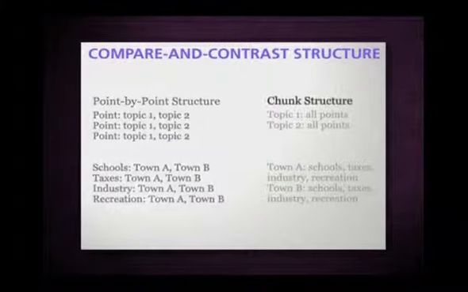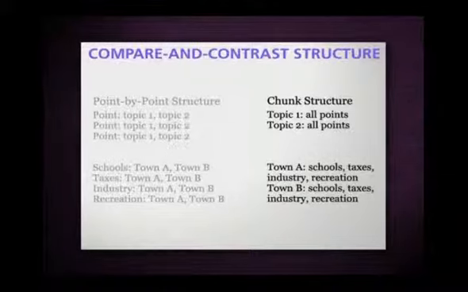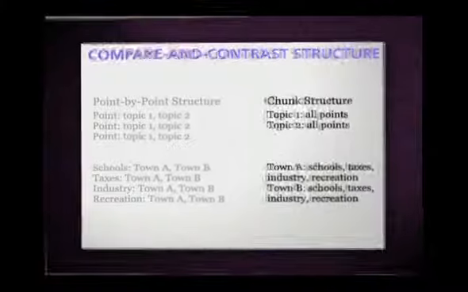Another way to do it is chunk. You do all of one topic, then all of another topic. So with this method, you would do all of town A, schools, taxes, industry, recreation, then all of town B, schools, taxes, industry, and recreation. How do you know which one to use?